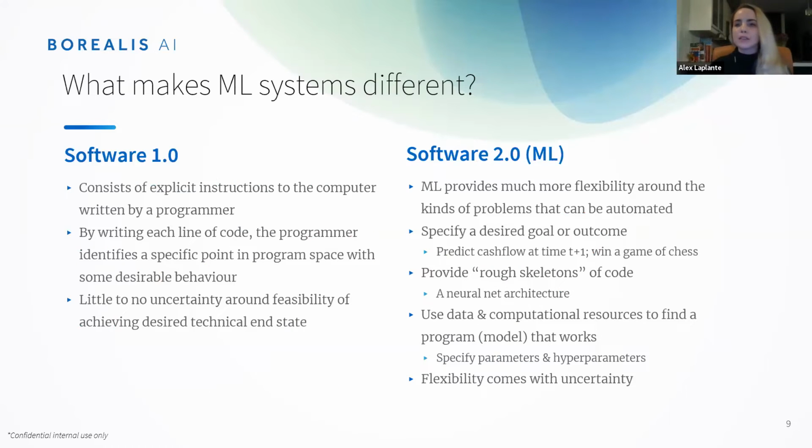So now bringing this back to our talk and product management, really the key question is what makes machine learning systems different? So I've split this into two contexts: software 1.0, traditional software, and software 2.0, machine learning based software. Software 1.0 really consists of explicit instructions, right? So every time we are writing a line of code, that line of code has some explicit instruction. And what that means is there's very little uncertainty in terms of how that code at the end of the day is going to behave.